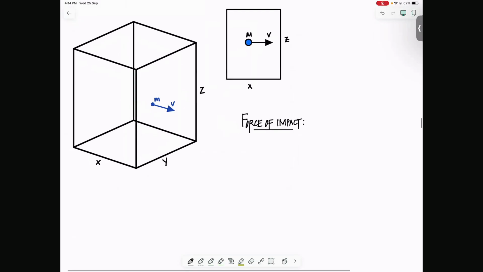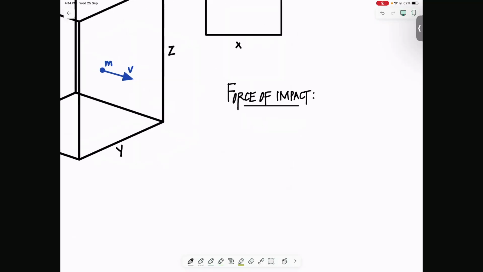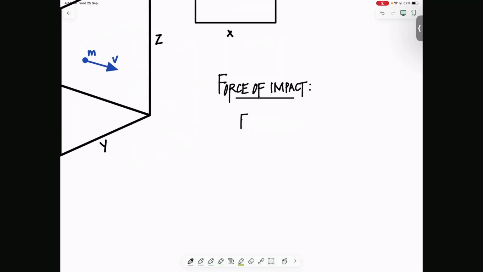So can you tell me how I can find the force exerted by the particle as it collides with the wall? How? Right, very good. So force is going to be change in momentum divided by time for the change.